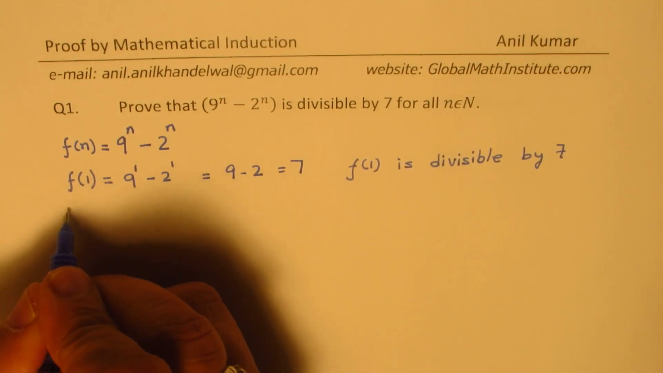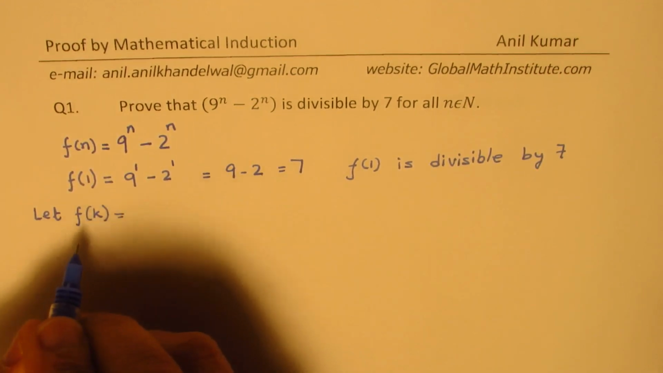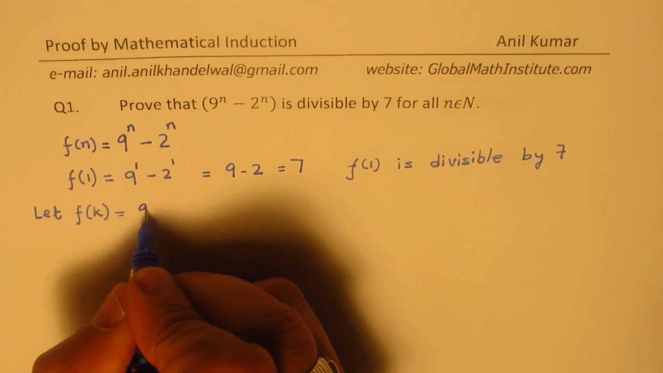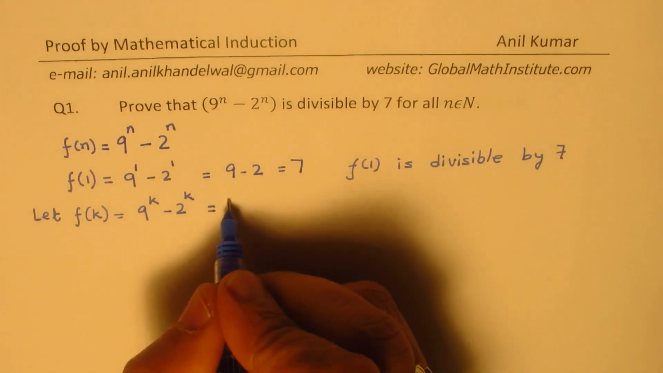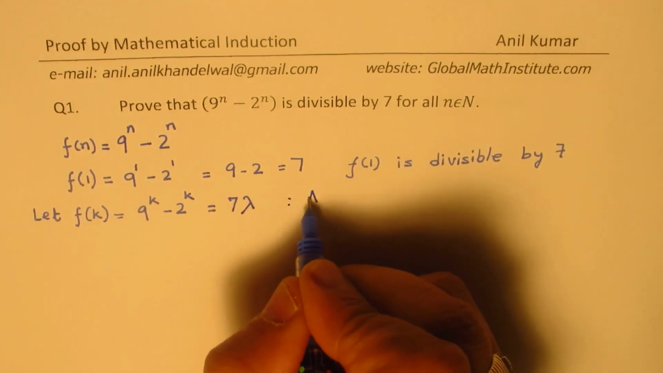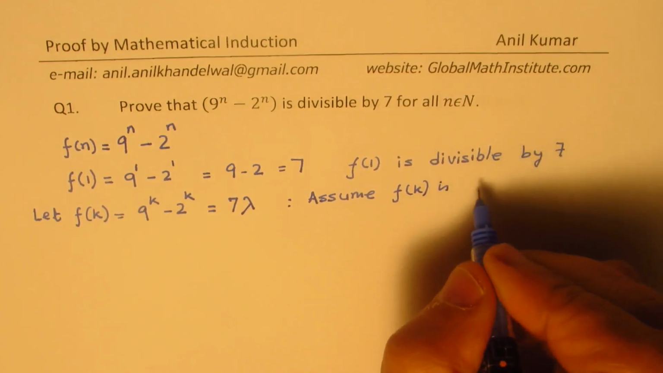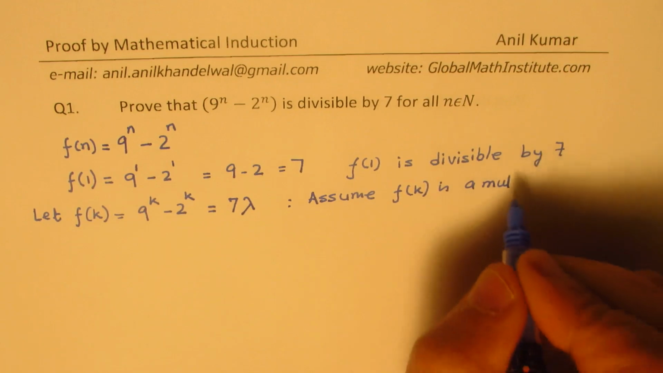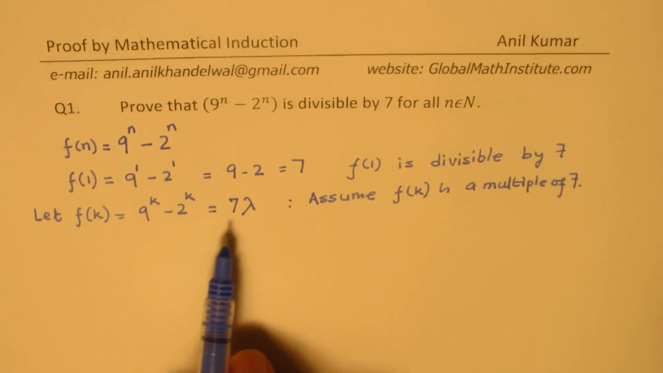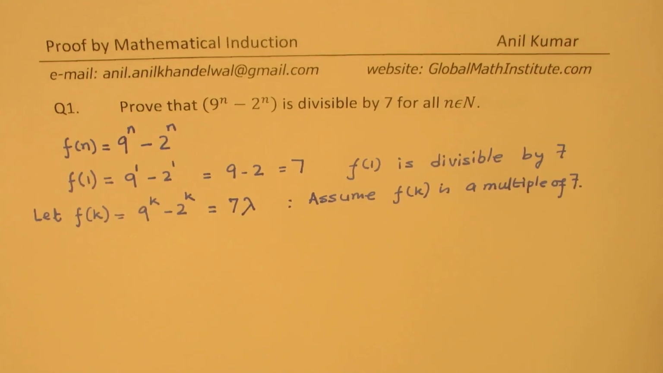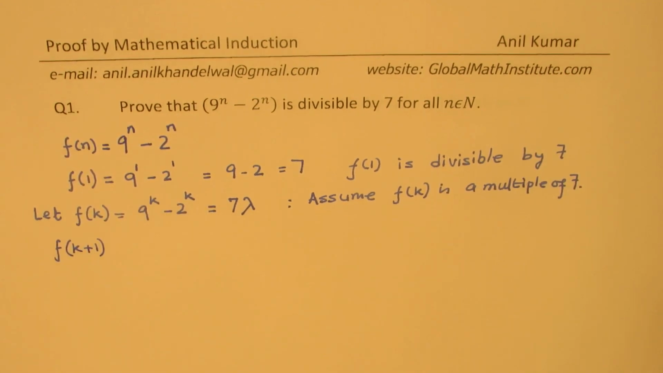Now we assume and we say let f of k be divisible by 7 also. So we'll just substitute k for n, and we'll assume that 9 to the power of k minus 2 to the power of k is equal to a multiple of 7. So we can write this as 7 times lambda. Here we have assumed f of k is a multiple of 7, that is, divisible by 7. Clear? Okay. So if it is a multiple, you can write this as 7 times something. We're using lambda, 7 times lambda. What we need to really prove now is that f of k plus 1 should be divisible by 7.